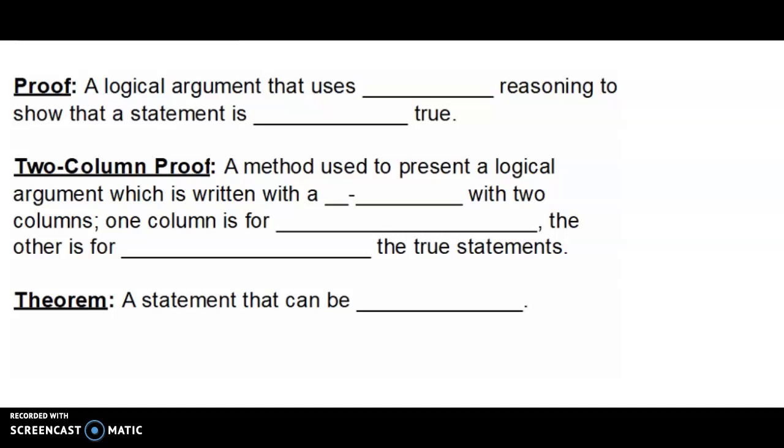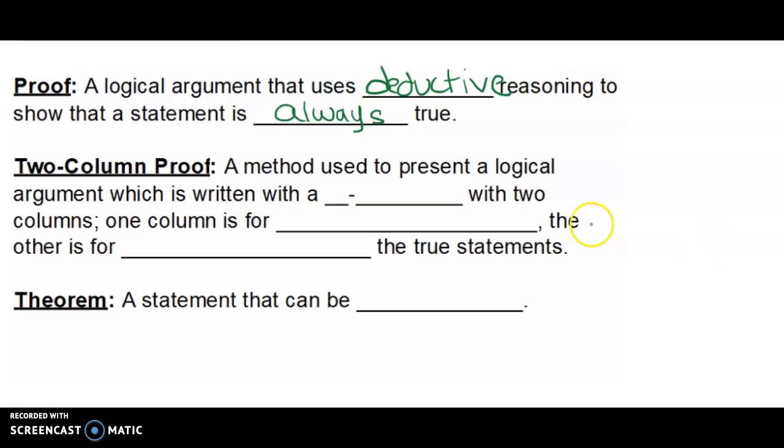All right, so let's do a couple vocabulary words, not bad. So a proof is a logical argument that uses deductive reasoning to show that a statement is always true. Okay, remember, deduct is we're proving it, so there's no stone left unturned. We are going to go step by step by step and show why something has to be true.